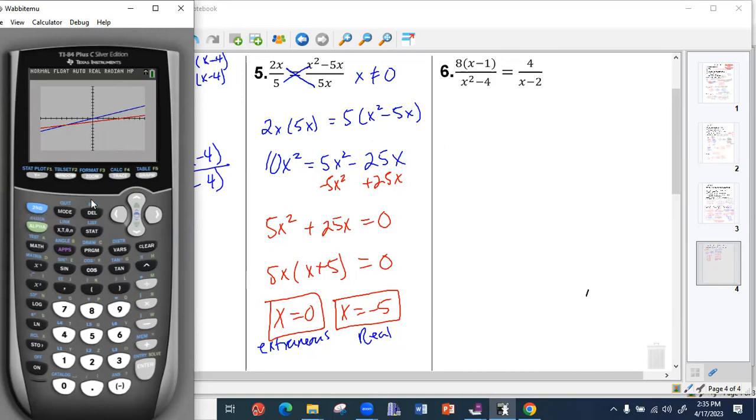I can also click second graph and go to the table to see if I can find that point of intersection. If you look here at 0, one of the functions is defined at 0, but the other one has an error. Remember, it has that removable discontinuity, a hole at 0. But I go up to where it looked like they were intersecting, and notice at -5, I get -2 and -2. So that is why -5 is my real solution.